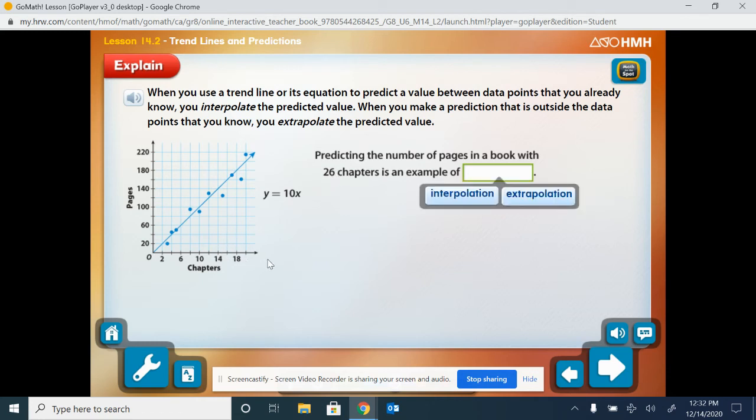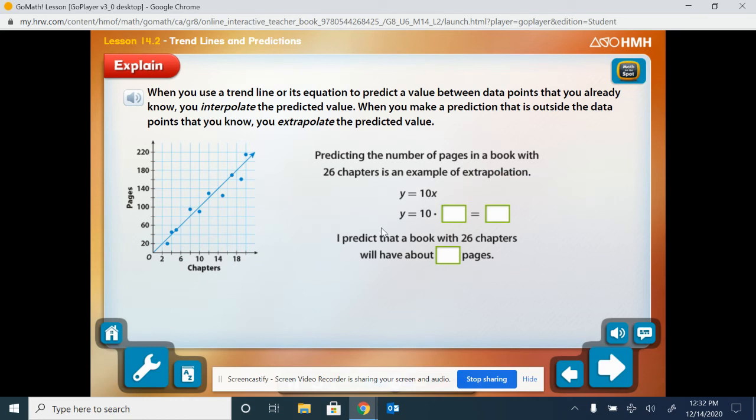So 26 is not even in here, so it's going to be extra. Extrapolation. Extra is beyond it, so it's extrapolation. Correct. Extrapolation is making a prediction that is outside the data points that you know.